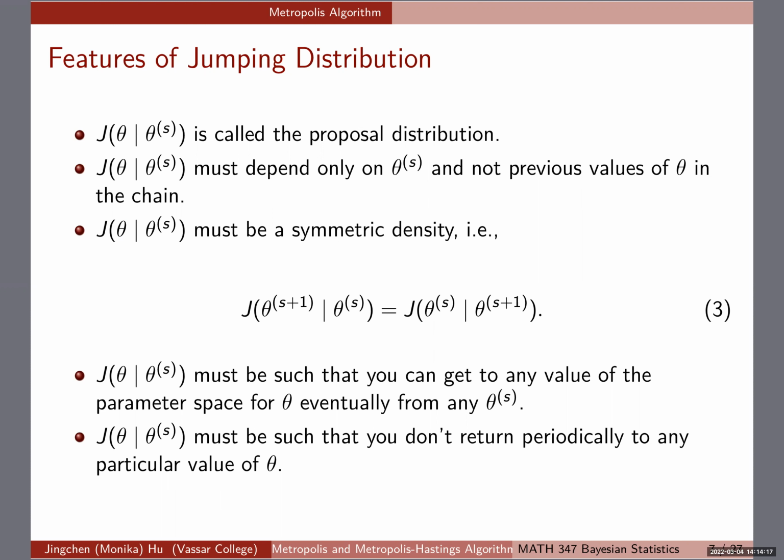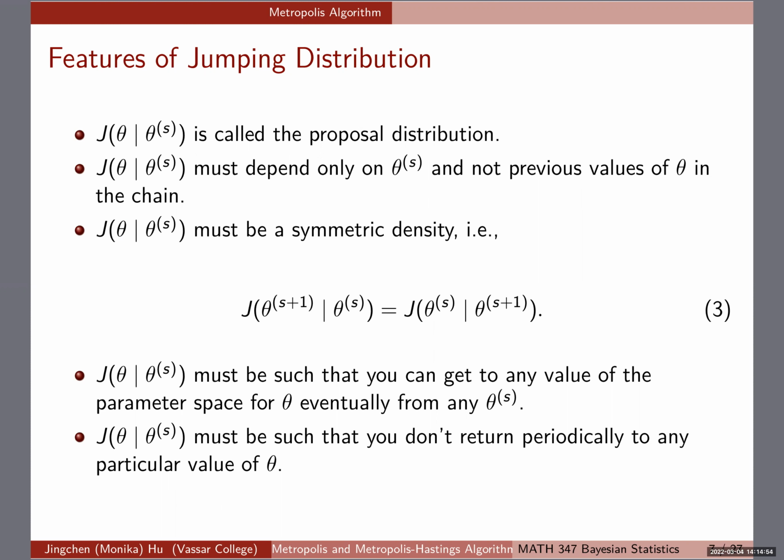And for Metropolis, it is a symmetric distribution, meaning that I can get my s plus 1 from my s iteration, and because it's symmetric, I can go back as well. There are other criteria here. The jumping distribution should let you eventually get to any value of the parameter space from any starting value. Also, you don't want a distribution that will repeatedly let you go back to the original state, because you really want to explore the entire sample space as much as you can. So those are some features of jumping distributions.